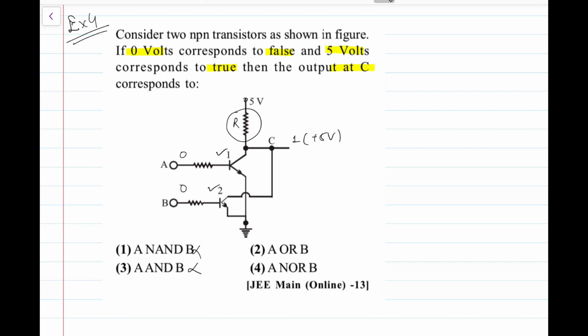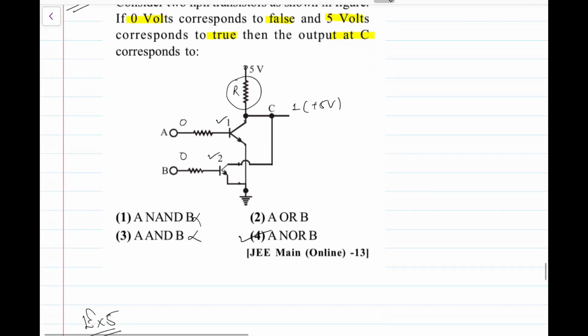If any of the inputs is 1, if any of the switches is conducting, the current will flow, and if current flows, this or this or this will be at the same potential, so C will be grounded. So C will only have plus 5 volts, or output high, if both the inputs are 0. So for both 0, output is 1, otherwise it is 0. It would be the inverse of OR, you can say it is A NOR B. Go for option 4 in this particular case.